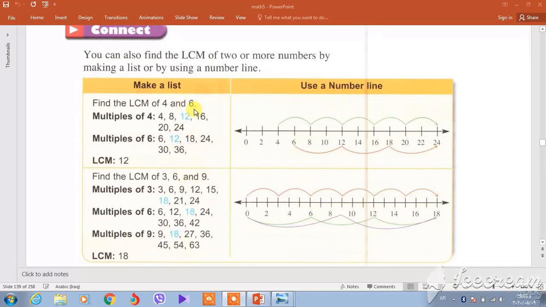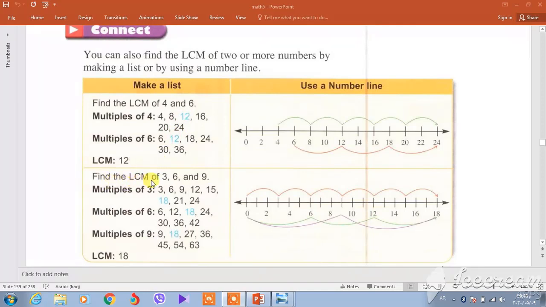That's enough, students. Just find 4 or 6 numbers for multiples. After that, identify which number is least and common multiple. We have common multiples there: 12, 24, just 12 and 24. But which number is least? For the two sets, we have 12. So which number is least common multiple? 12 is the least common multiple.